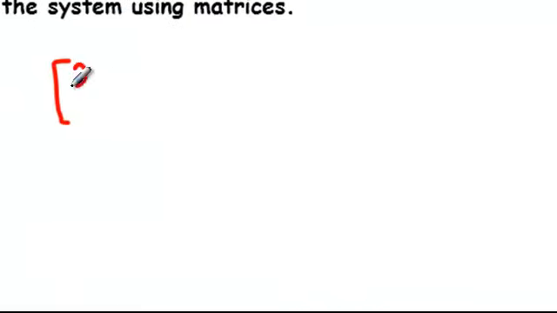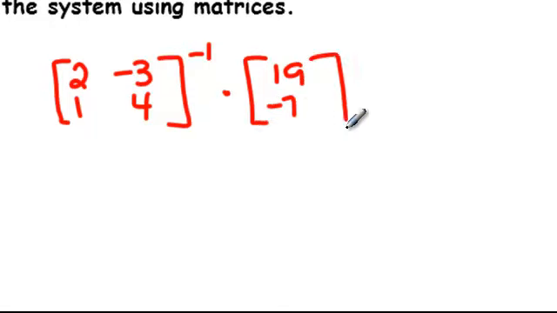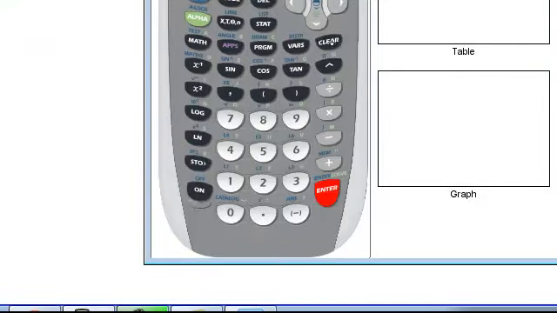So if we look at example 2, first thing I'm going to do is set it up by hand. So again, you're pulling the information in front. So 2, -3, 1, and 4 will be in the first one. And again, I'm going to take the inverse of that and multiply it by the answers. So 19 and -7. When I do this, this will give me my answer to my matrix.